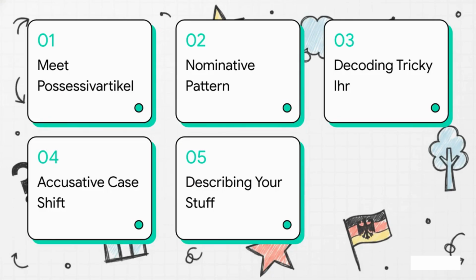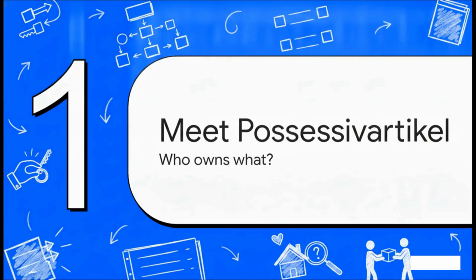So here's our clear roadmap for the explainer today. 1. Meet the possessive article. 2. The nominative pattern. 3. Decoding the tricky ihre. 4. The accusative case shift. And 5. Describing your stuff. All right, jumping right into section 1, meet the possessive article.